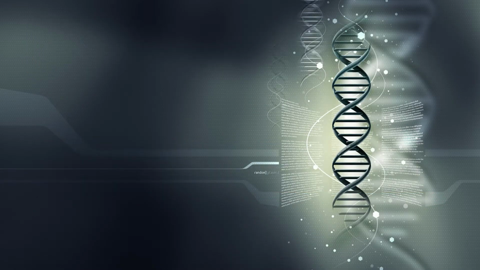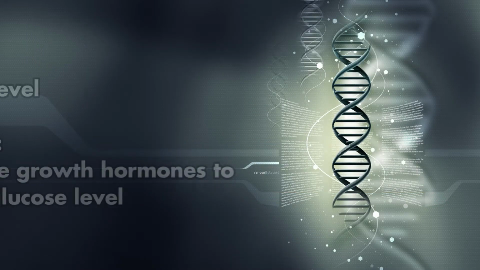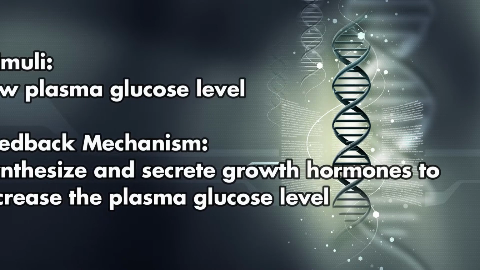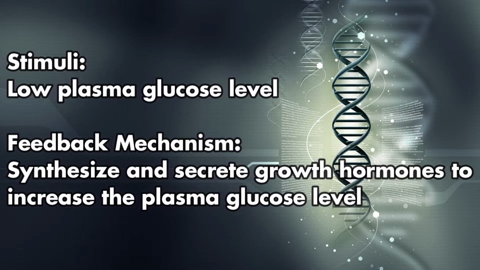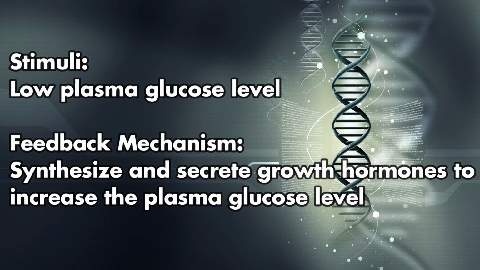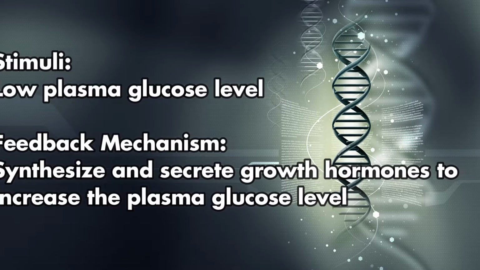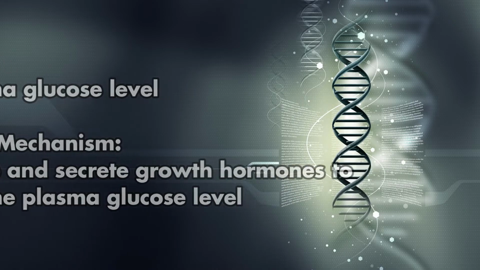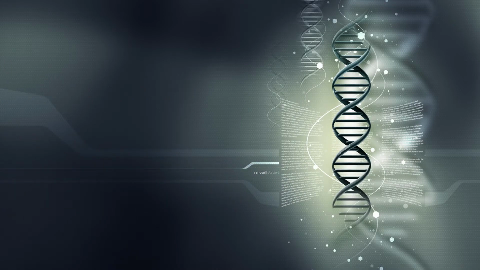As said earlier, a low plasma glucose concentration is one of the stimuli for synthesizing and secreting growth hormone. With this, the feedback mechanism aims to increase the body's glucose concentration and bring it back to its normal range. Through the body's response, the fatty acids can also enter into circulation, and this will decrease the body's plasma amino acid level as well.